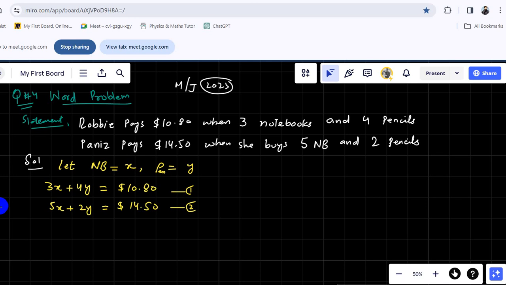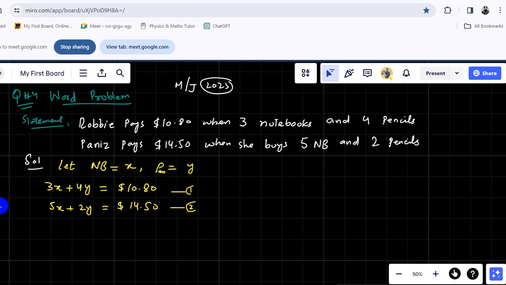Okay. So you can use any of the methods, elimination or substitution. But as we are doing the substitution method today, we should apply the same. We will solve this using both methods here. First, I need you to guide me to solve it using the substitution method. Is there any problem with this?